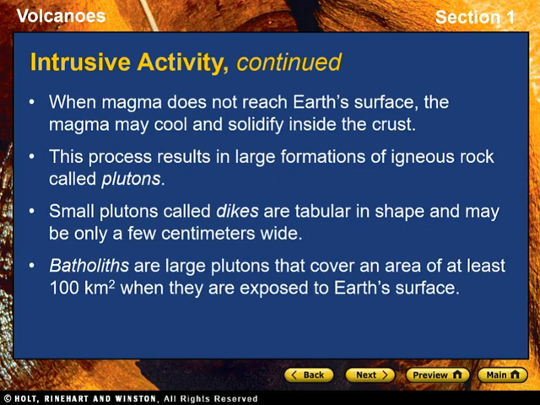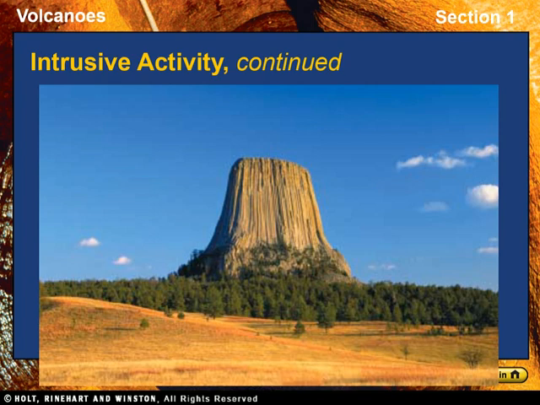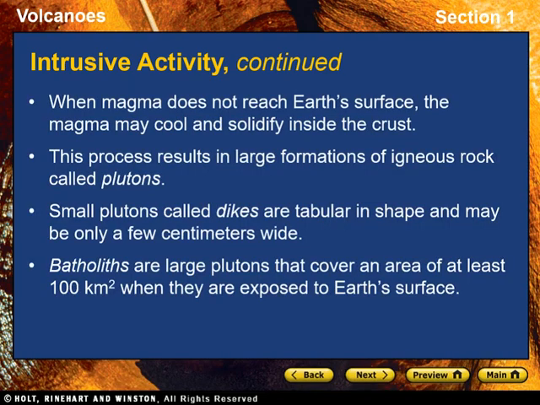When magma does not reach Earth's surface, the magma may cool and solidify inside the crust. This process results in large formations of igneous rocks, called plutons, one of which is shown on the screen here. Plutons can vary greatly in size and shape. Small plutons, called dikes, are tabular in shape and may be only a few centimeters wide. Batholiths are large plutons that cover an area of at least 100 square kilometers when they are exposed on Earth's surface.